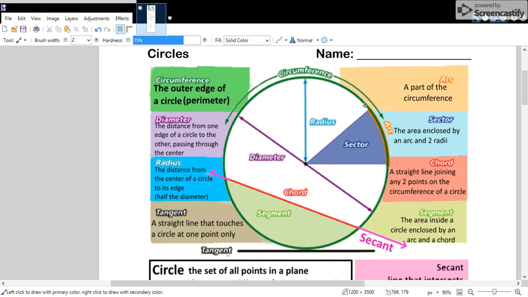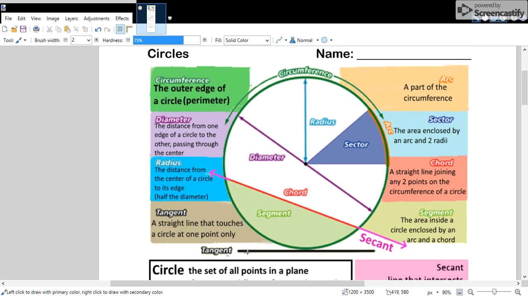The circumference is the outer edge of a circle. It's the perimeter, the distance around a circle. The diameter is the distance from one edge of the circle to the other passing through the center or the origin. The radius is the distance from the center of a circle to its edge, and is half of the diameter.